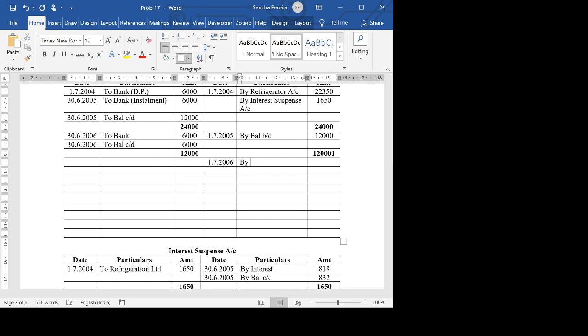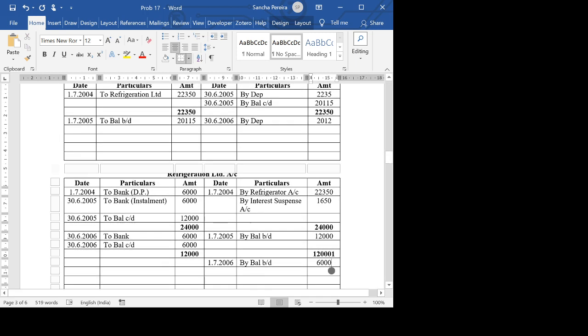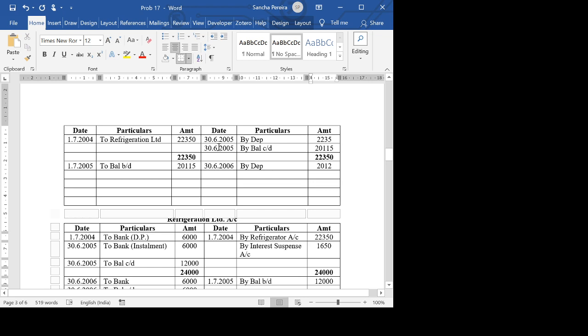By balance brought down becomes 6,000. This also, by balance carried down. Here we have a total of 2115.